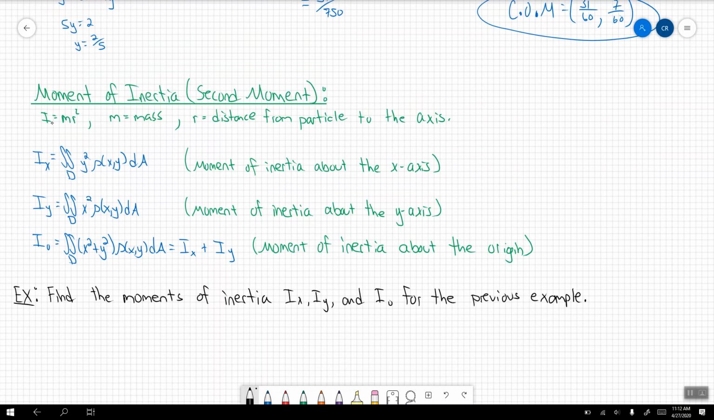We're going to be using this equation here for inertia, which is going to take the value of m, the mass of this object, and then we're going to have r, which is going to be the distance from the particle to the axis. And then the axis that we're going to be looking at is going to be with respect to the x, y, or the origin.